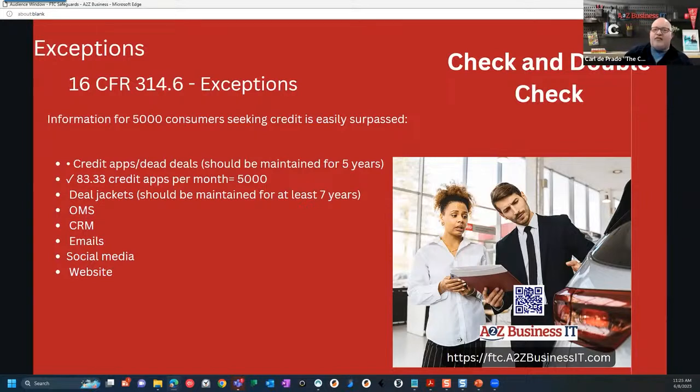Your deal jackets, the closed deals, you have to maintain for 7 years. Then you also have that data sitting in CRMs or operations systems, and you might have some information inside your emails, your social media, your website. You're collecting all of that other data. So you need to really double check that you are not under that 5,000 record exemption, because you don't want to find out in the middle of an audit that you were actually over that amount. That's what we're always looking at here.